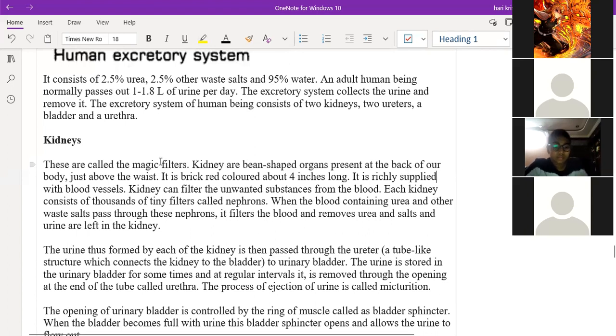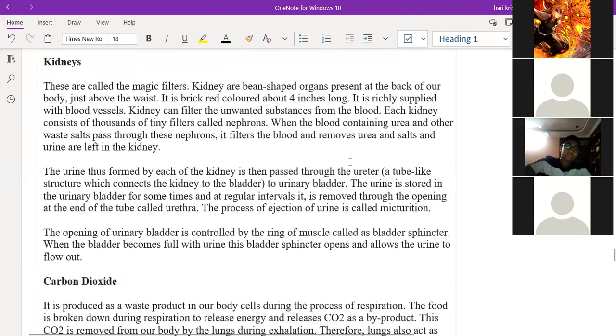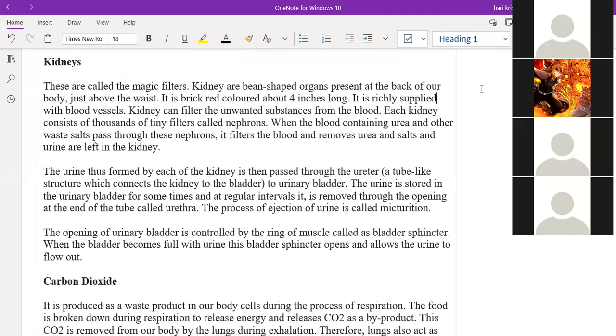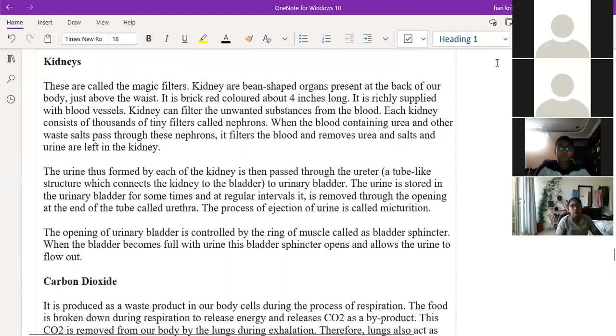So next we'll study about the kidneys. Okay, Shiva. Sir, people use the machine until they find a donor, and after someone is ready to give a kidney, then they will keep the kidney.